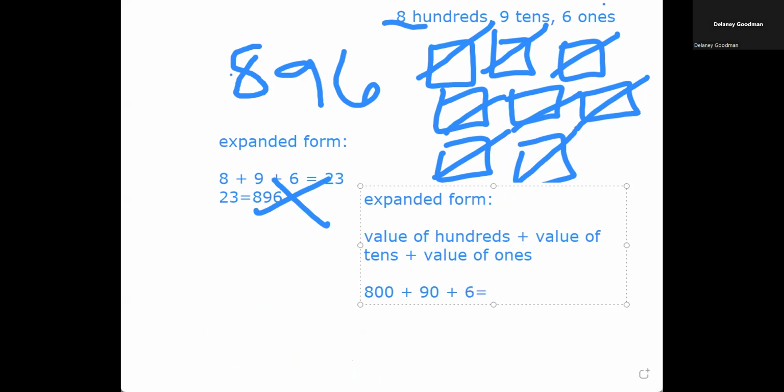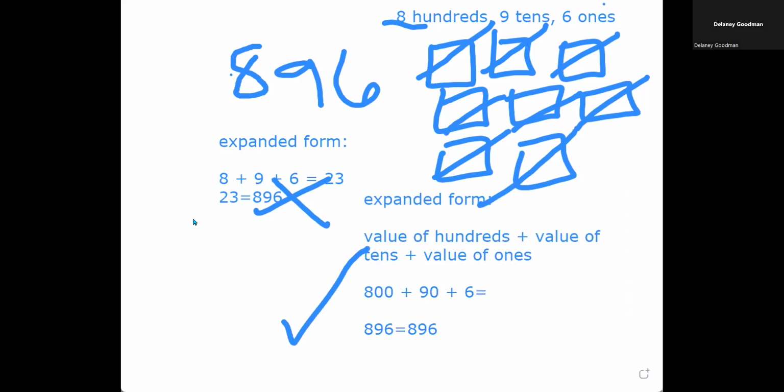Now let's add this up and see if this is correct. 800 plus 90 equals 890. 890 plus 6 equals 896. Is 896 equal to 896? Yes, it is. So that is our expanded form.